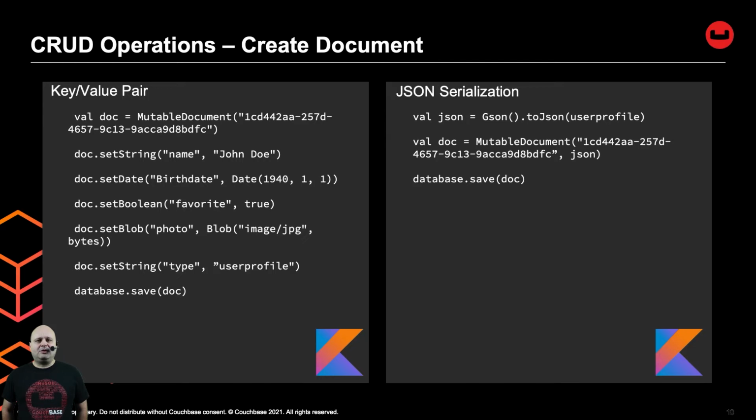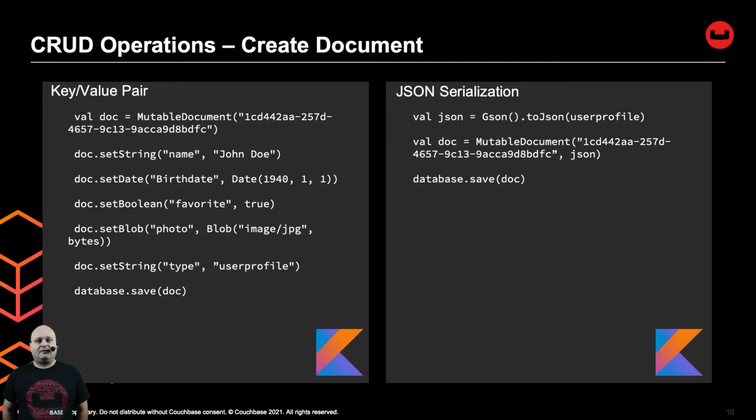Second, once the mutable document is created, you can use the set method to set the key and the value for the attribute you want to store. In this code snippet, we are storing strings, dates, booleans, and even blob values. Finally, we use the save function on the database variable to save the document to the database.